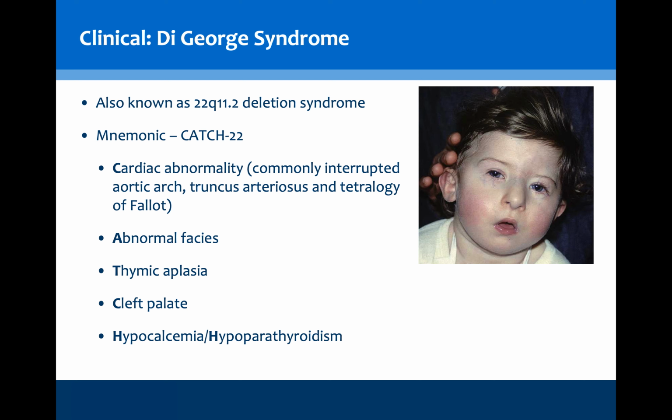Commonly, this is seen during the clinical presentation of DiGeorge syndrome, also known as the 22q11.2 deletion syndrome. It occurs at the 11.2 locus of the long arm of chromosome 22, the q arm, and can be remembered by the mnemonic CATCH-22. It presents with a cardiac abnormality, such as a tetralogy of Fallot or an interrupted aortic arch. The baby has abnormal facies, thymic aplasia, a cleft palate, or hypocalcemia/hypoparathyroidism.